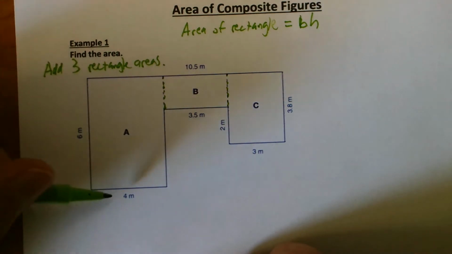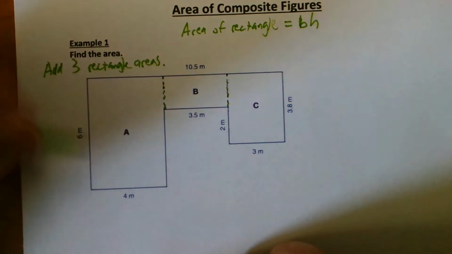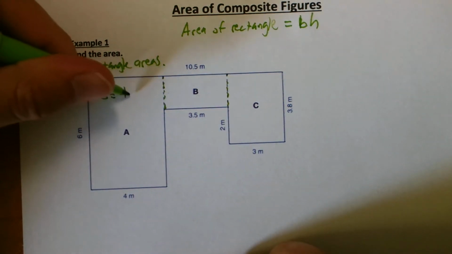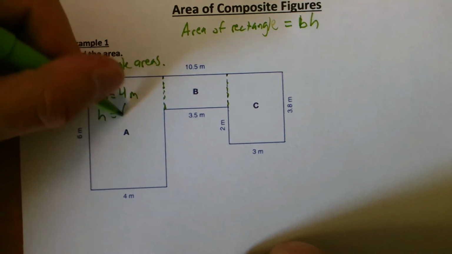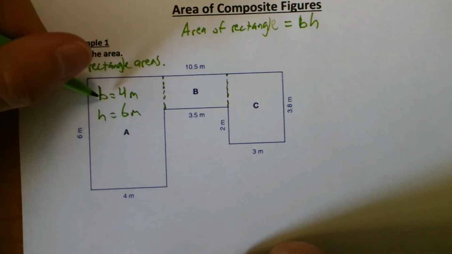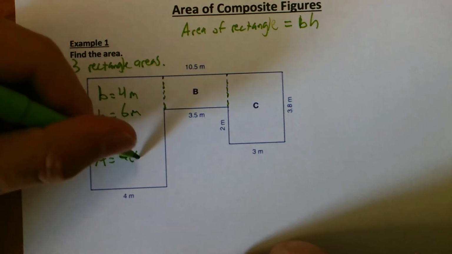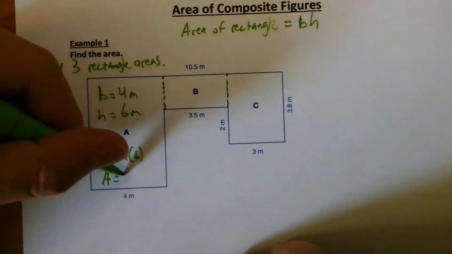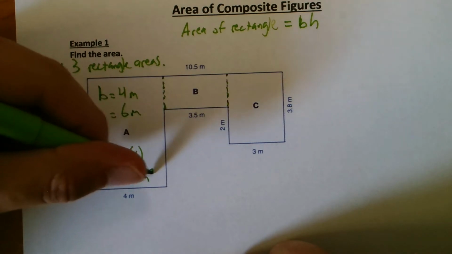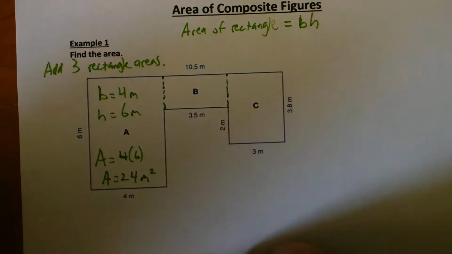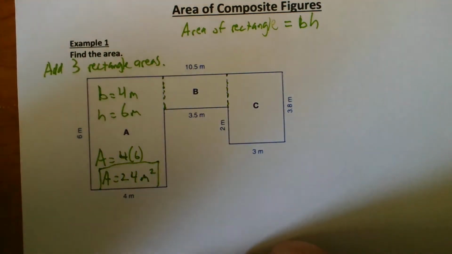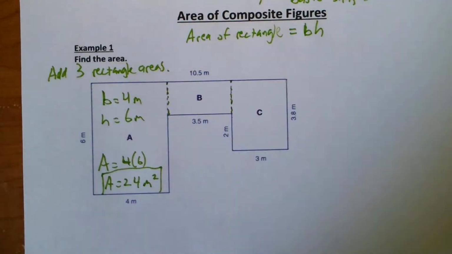We have the 2 measurements for it here. The base is equal to 4 meters. The height is equal to 6 meters. So the area would be equal to 4 times 6, which would be equal to 24 meters squared. Okay, piece of cake. Area equals 24 meters squared.